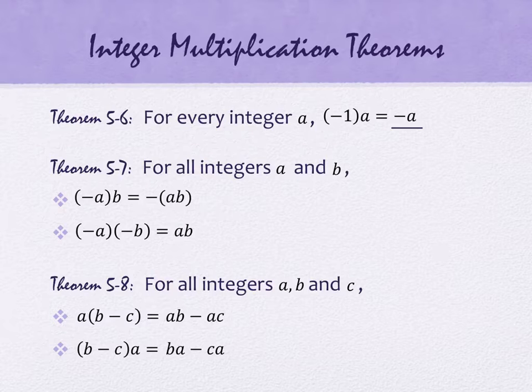And then theorem 5.8 is the distributive property for subtraction. If you have a times b minus c, it's ab minus ac. Of course, you see the a distributing through. And then if you have b minus c times a, we can also distribute in this order. So we have ba minus ca.